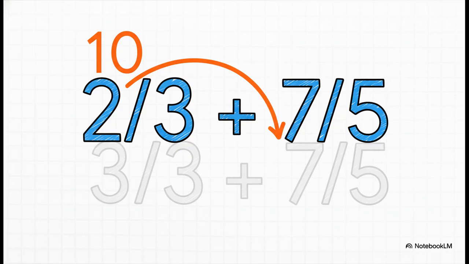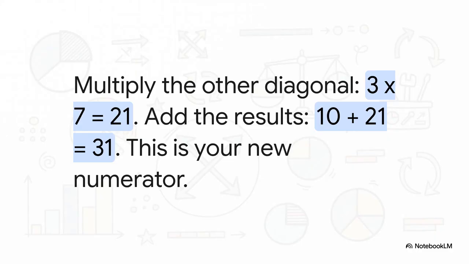Let's take 2/3 plus 7/5. You start by multiplying diagonally. Go from the bottom right up to the top left. So 5 times 2 is 10. Got it? Now, we do the other diagonal. Go from the bottom left up to the top right. 3 times 7 is 21. Now, since we're adding, we just add those two numbers we got. 10 plus 21 gives us 31. That is our new numerator.